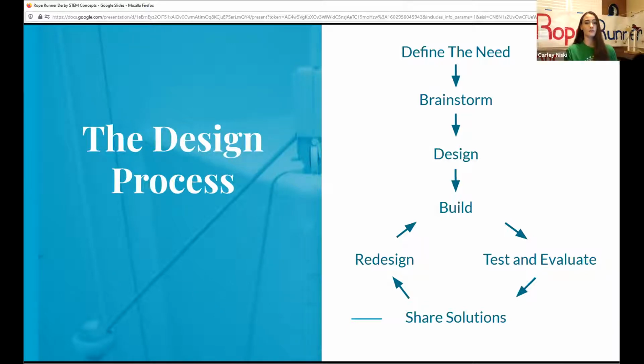We rebuild it, we share solutions. It's a whole circle. Now, while these are the order of the steps that I'm giving you, engineers often bounce between steps if they need to, which is what we'll be doing today. So feel free to go back within these steps, or if you want to change something in your main goal, design, or build.